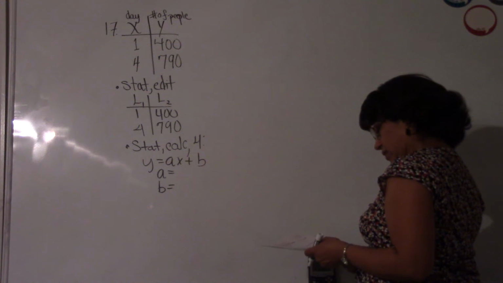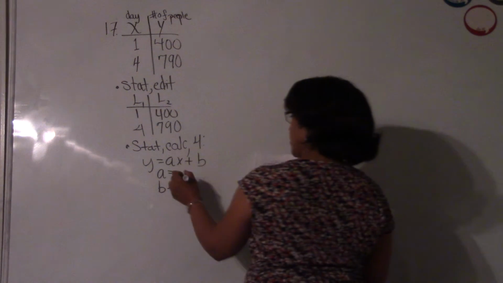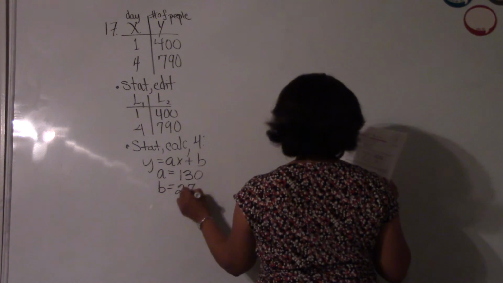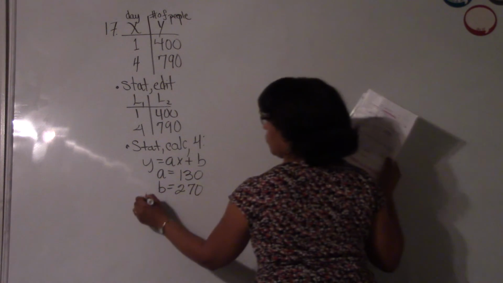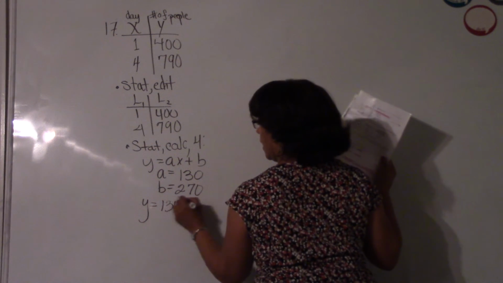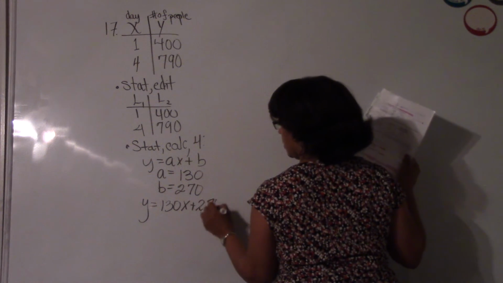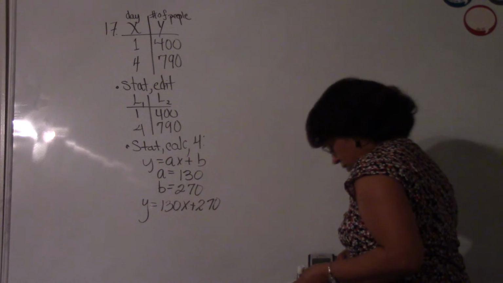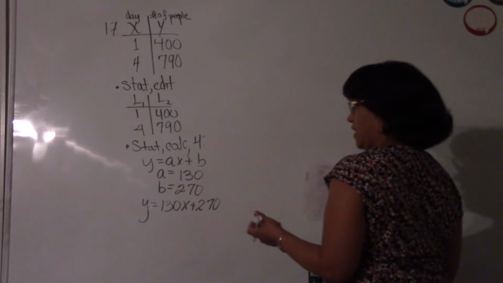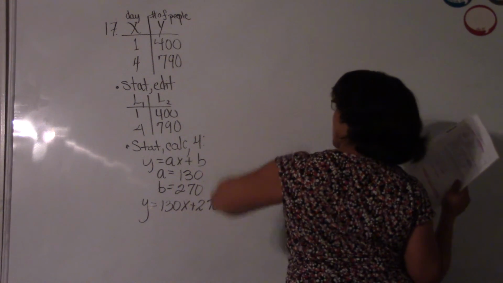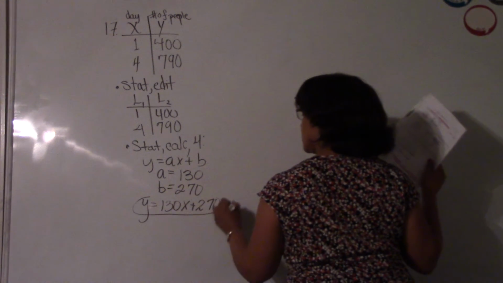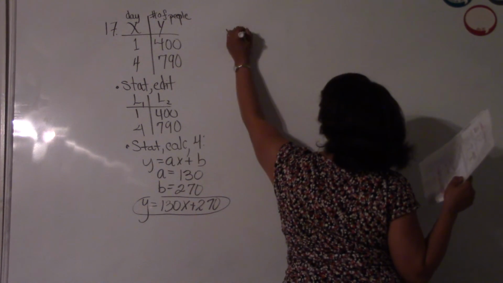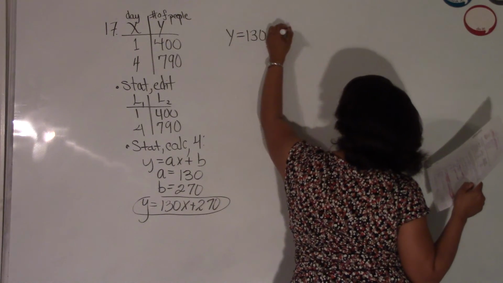So I have a is equal to 130, and b is equal to 270. So I write my equation, y is equal to 130x plus 270. And the question is, how many people will attend the fair on the 7th day? So what I want to do is put this equation in my y equals. So you're going to go to y equals and put the equation 130x plus 270.